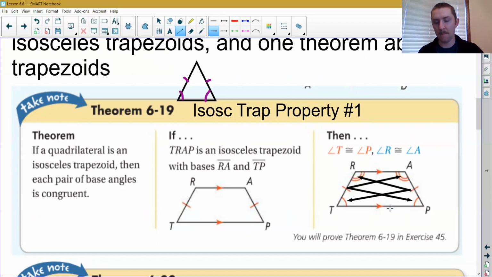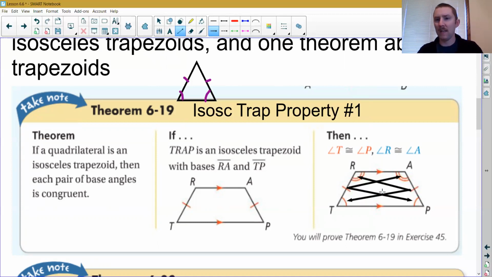Now, it's important to recognize that you might see a trapezoid in your book or sometime that is not positioned where the longer base is on the bottom and the shorter base is on the top. It might be turned slightly, okay? So we have to be okay with seeing trapezoids tipped and turned and twisted a little bit.